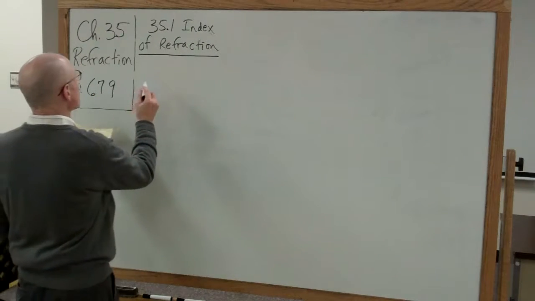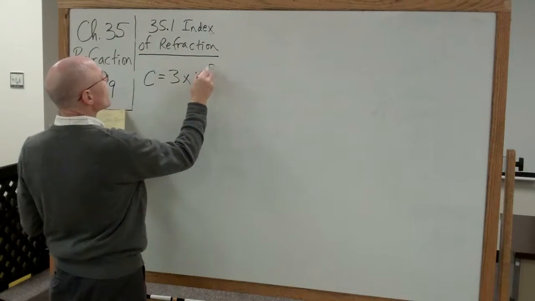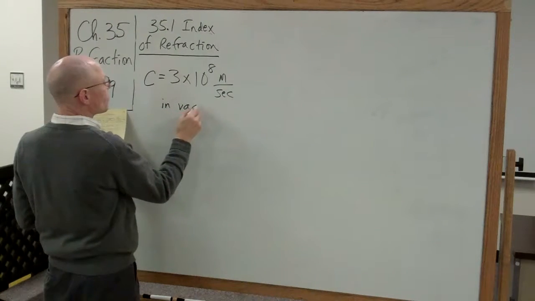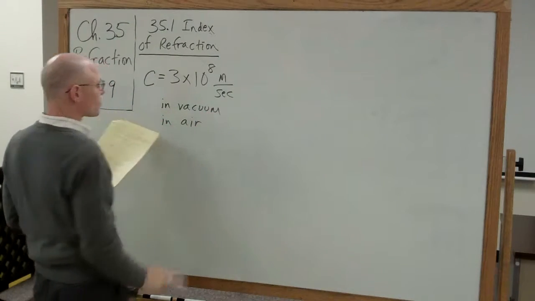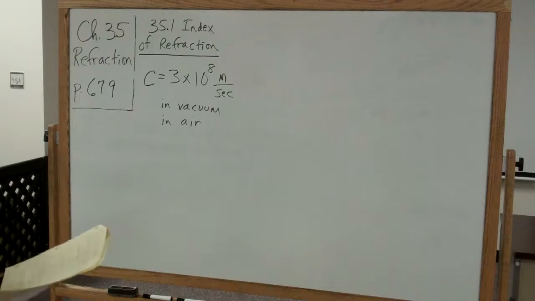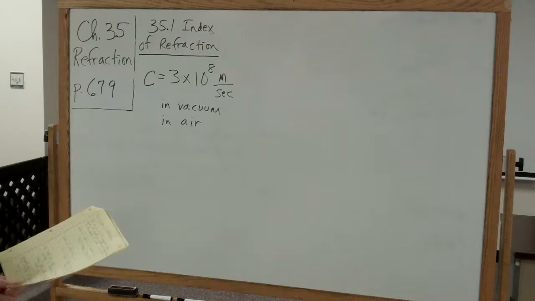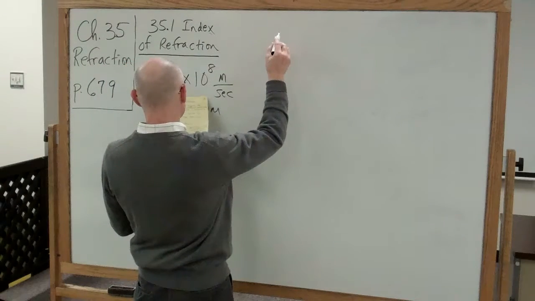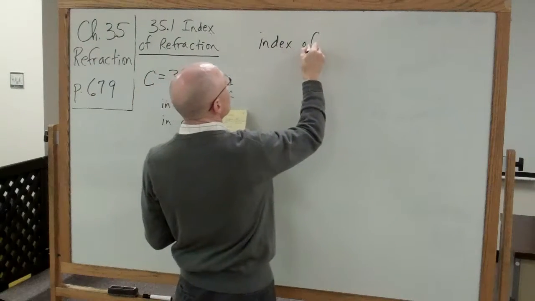Now we know from a previous chapter that the speed of light is 3 times 10 to the 8th meters per second, and that's in a vacuum. But we also use that value for the speed of light in air as well. Air does not significantly slow down the speed of light compared to a vacuum. So this index of refraction, and we're going to use the letter n, lowercase n, for index of refraction.